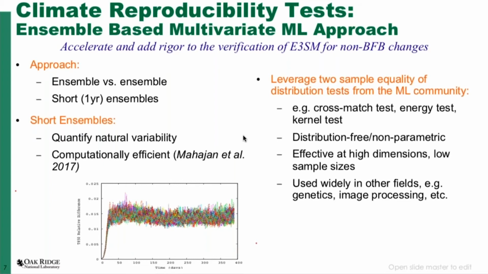But given this approach, for these high dimension, low sample size problems, we have these 2-sample equality of distribution tests from the machine learning community that we can also use. Examples are the cross-match test, energy test, and kernel test, which we'll talk about later. And these are some powerful tests which are distribution free, so the underlying distribution of the variables doesn't matter there. And they can be effective at high dimensions, low sample sizes. They've been used in other fields.